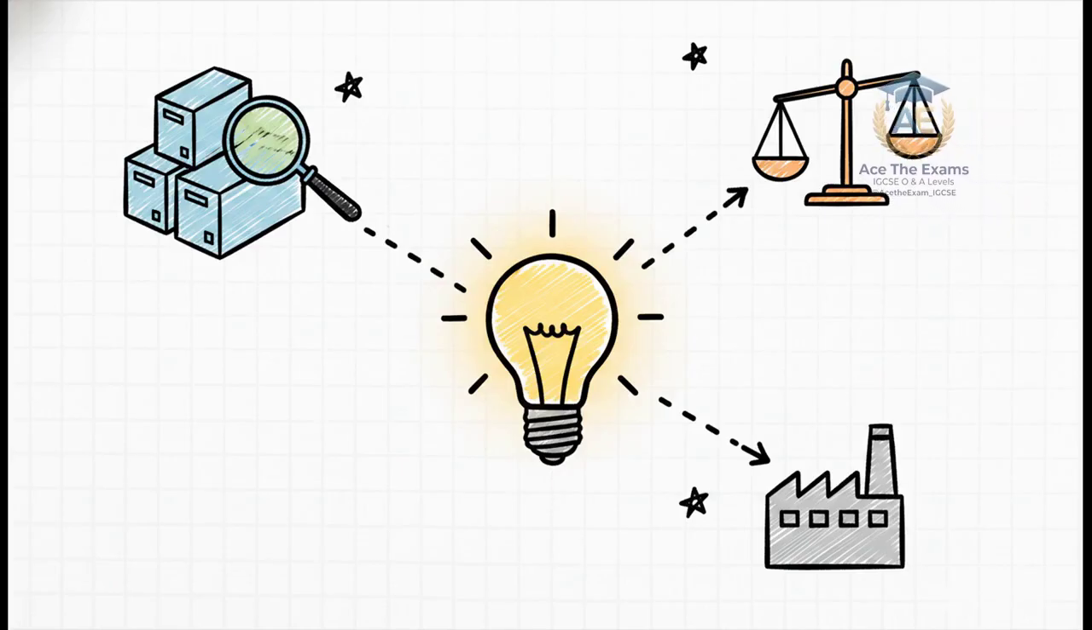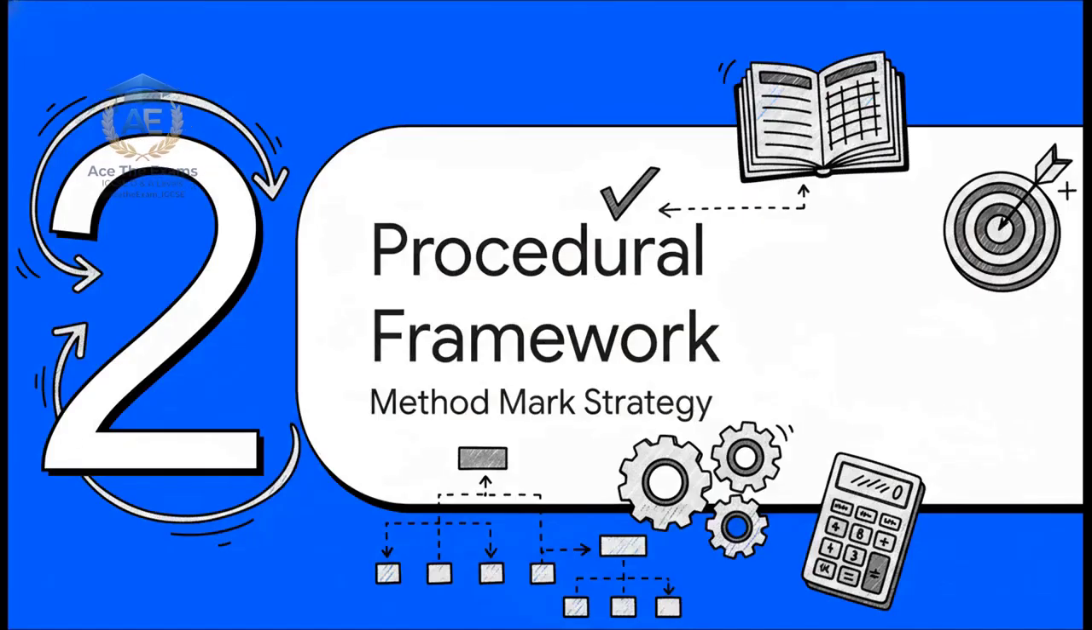For instance, if you're tackling a complex inventory valuation question, you shouldn't just be doing the math. Your brain should automatically be linking it to how historic cost and going concern apply to that specific scenario. You have to synthesize the rules with the context. Moving on to Section 2, the procedural framework.